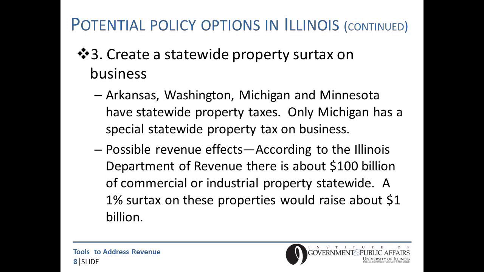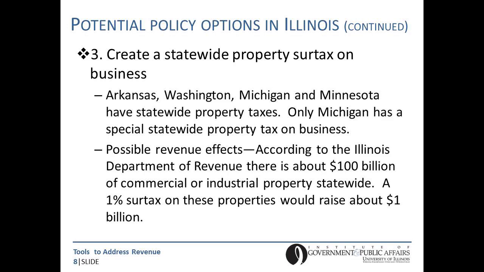How much revenue could we raise with this sort of tax? According to the Illinois Department of Revenue, there's about $100 billion of commercial and industrial property statewide. So a relatively modest tax of 1% on these properties would raise about $1 billion. So we're talking about potentially a lot of revenue. Currently, businesses pay about $8 billion in property taxes. So this would be a reasonable increase in the tax. I should say that this would hit not only corporations, but all businesses.